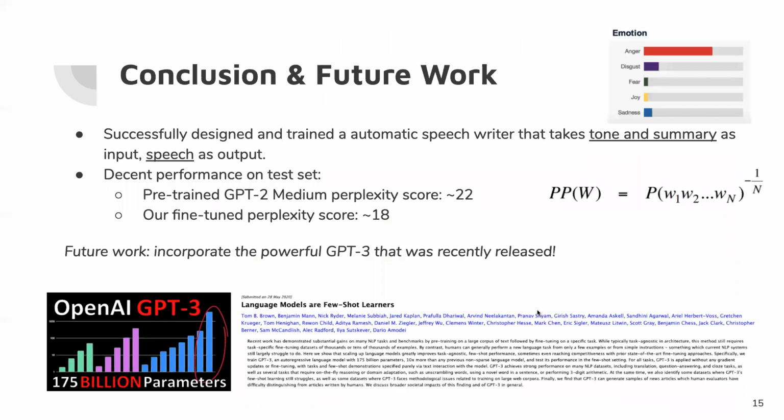In conclusion, we successfully trained an automatic speechwriter capable of generating reasonable speeches when given summary and tone as input. We found that our fine-tuned model had a reasonable perplexity score of about 18 on our test dataset, while the pre-trained model had a score of about 22. Future work could incorporate larger models, such as the recently released GPT-3, add more training data, and expand speeches outside the domain of politics. Thank you.